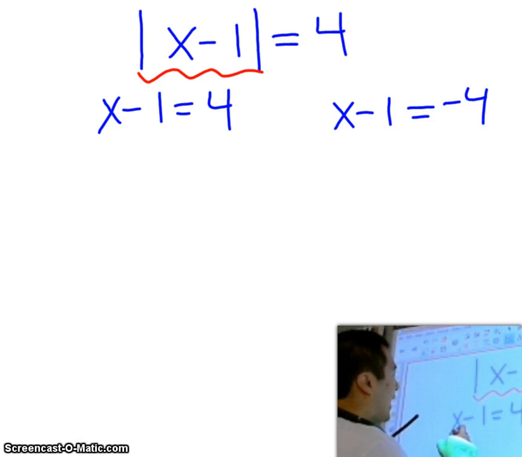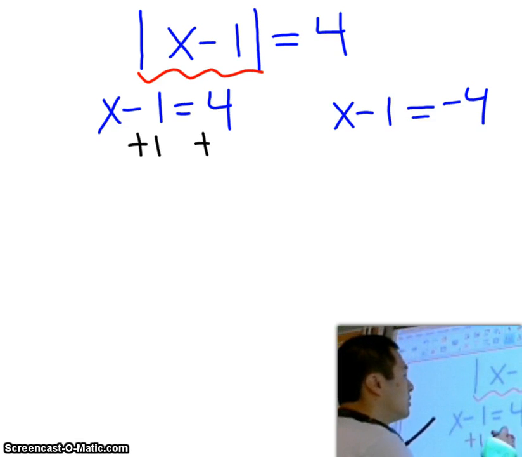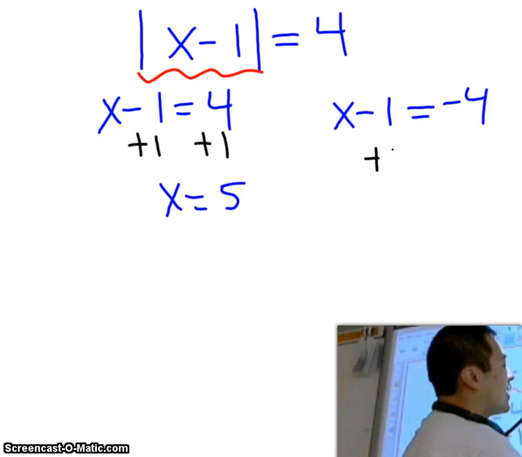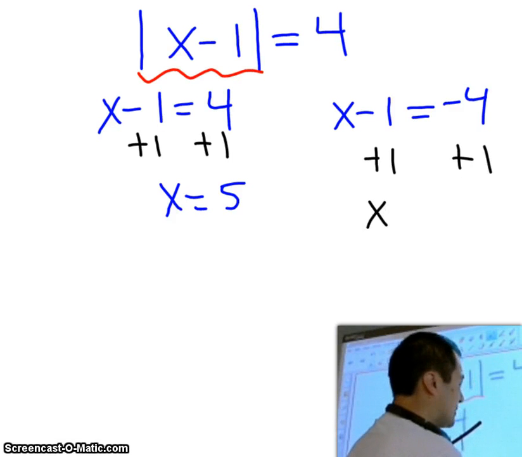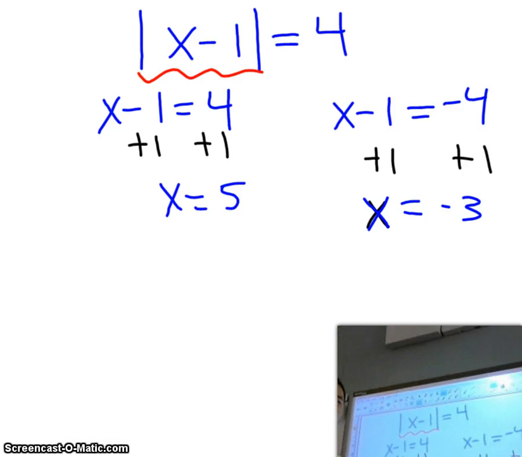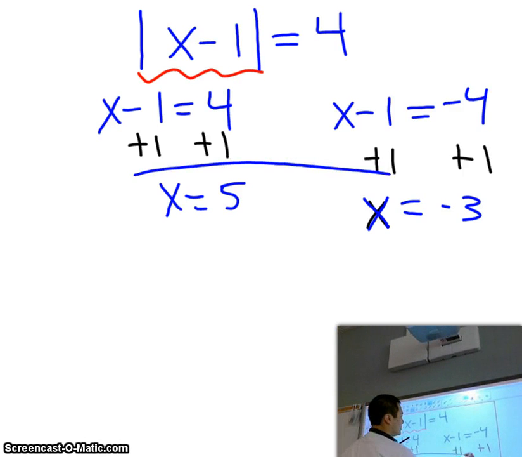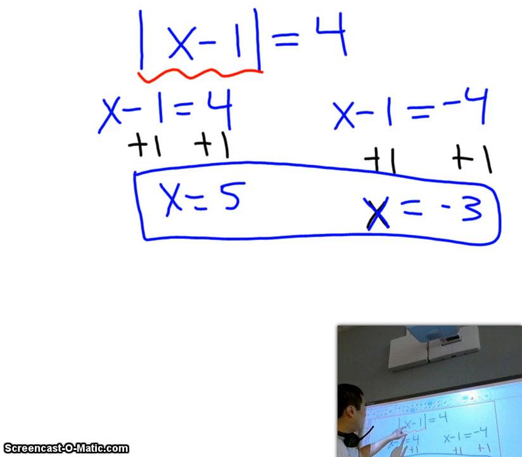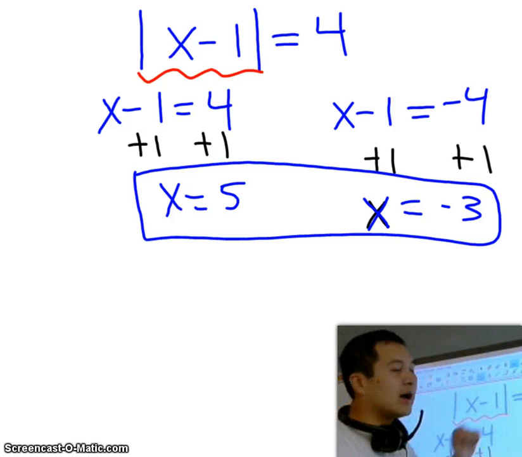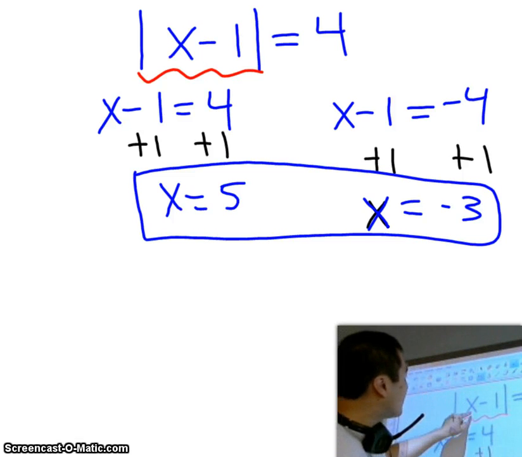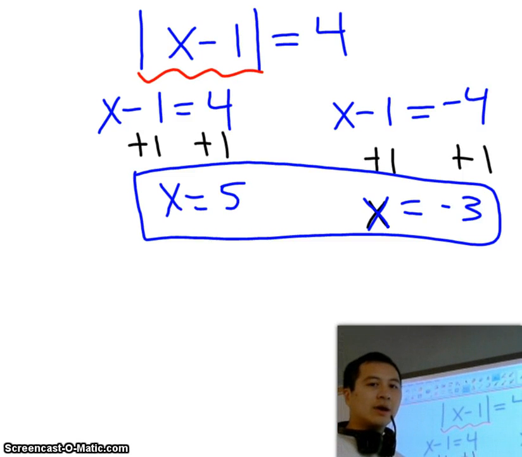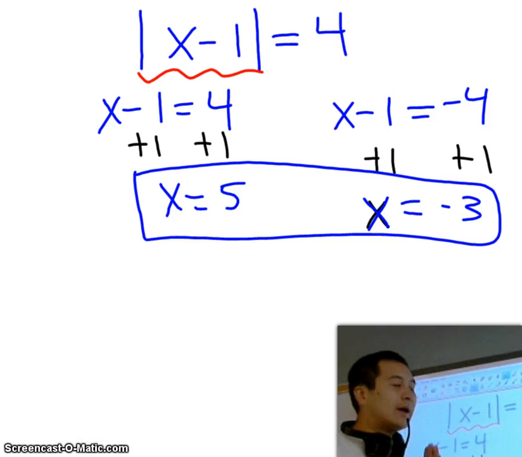Solve for this. Add 1 to both sides. I got x = 5. Add 1 to both sides. x = -3. These are my two answers. Take a look when I plug it in. 5 minus 1 is +4. Absolute value of +4 is +4. Plug in -3. -3 minus 1 is -4. Absolute value of -4 is +4. That means a distance of 4.